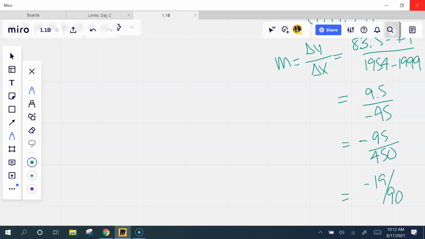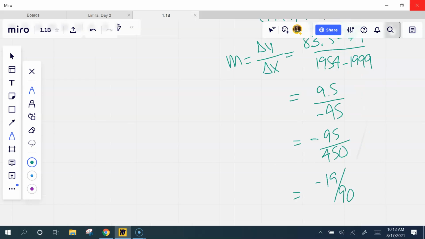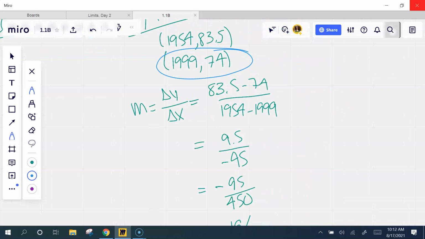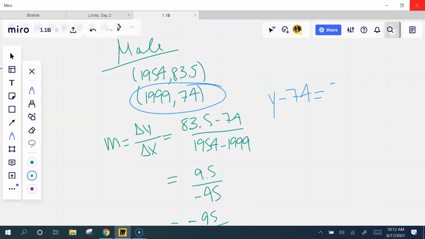Now, it asked me for slope intercept form, right? And if you've done this on your calculator, just divide them out and then hit math enter. It's going to give you that fraction in the simplified form. So I take either one of the points. It doesn't matter which one. Let's say this one. I'm going to do y minus 74 equals negative 19 over 90 times x minus 99. Now it asked for a specific form, and this was part of what we tested on Friday, that we can get from form to form.